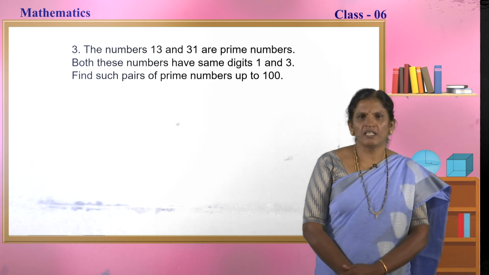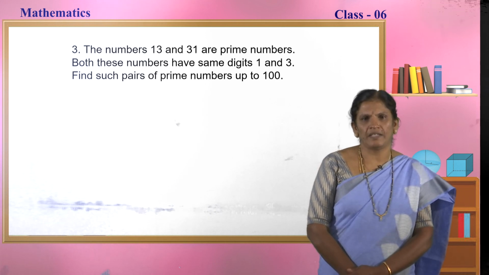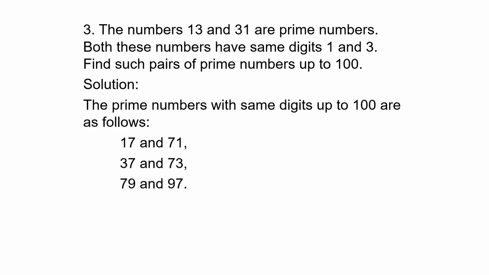The numbers 13 and 31 are prime numbers. Both these numbers have the same digits 1 and 3. Find such pairs of prime numbers up to 100. The prime numbers with the same digits up to 100 are as follows: 17 and 71. Here 1 and 7 are the same digits. 37 and 73. Here 3 and 7 are the same digits. 79 and 97. Again here 7 and 9 are the same digits.